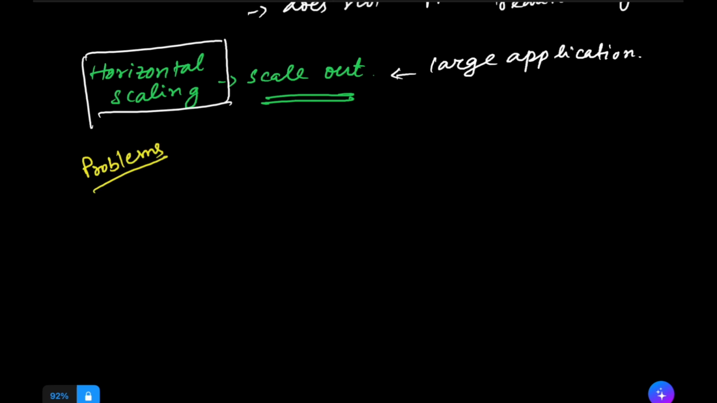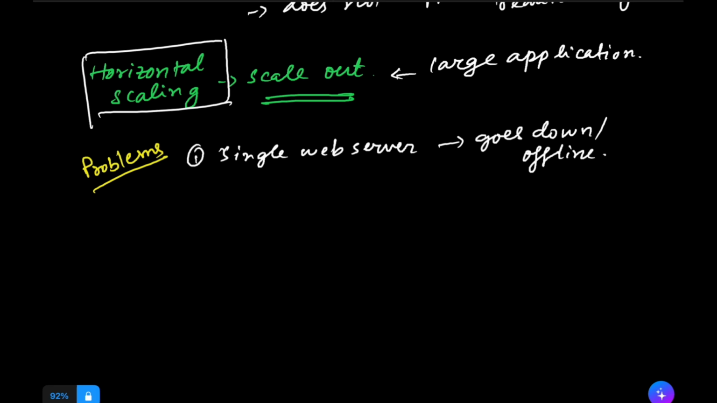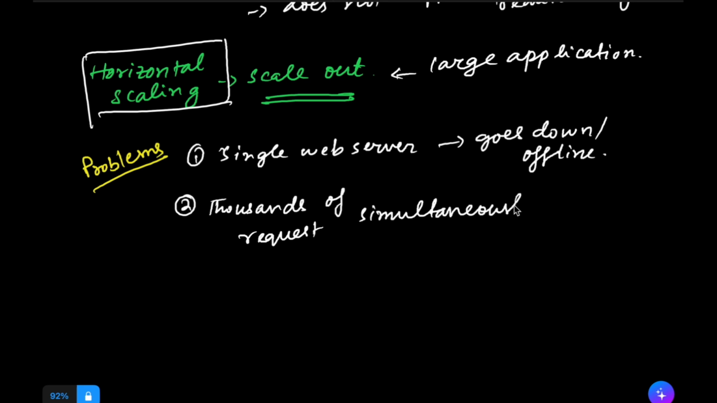So the first problem was a single web server, and if it goes down, it's offline. In that case we won't be able to access the website. Or, thousands of requests simultaneously go to the web server, and it reaches its limits and is unable to handle those requests, and we get a failure to connect to the server.